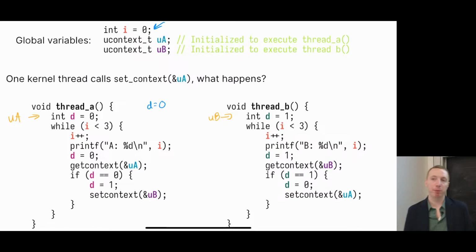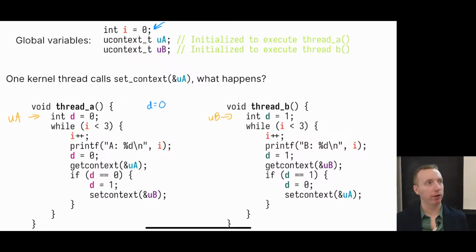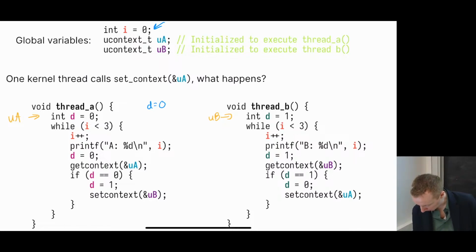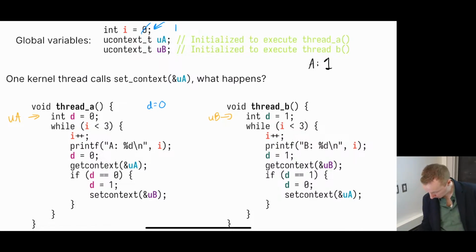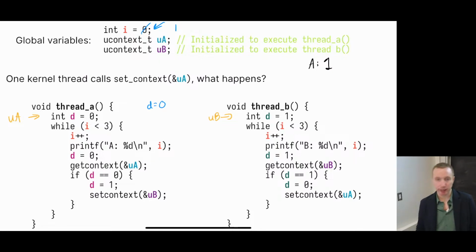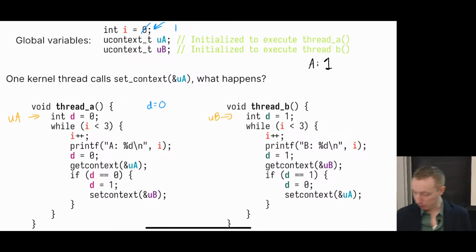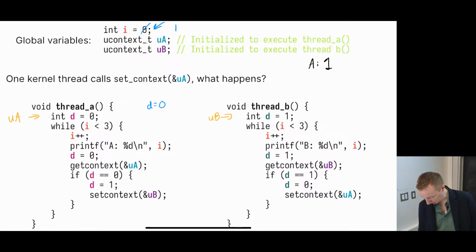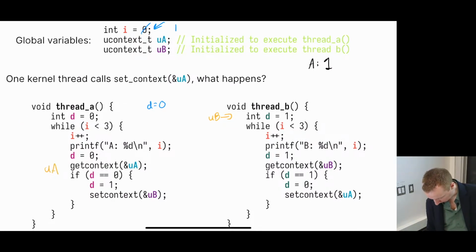Then I have a while loop, so while I is less than 3, currently I is 0, so I go into the loop, and then I change I from 0 to 1. Then I print F. I would print A is 1, and then I set D, in this case thread A's D, equal to 0, and then I do a get context of UA. So I know that if I resume UA, it comes back right here.